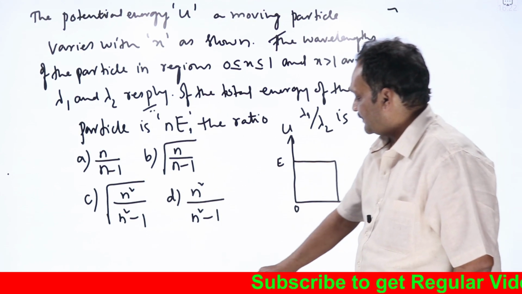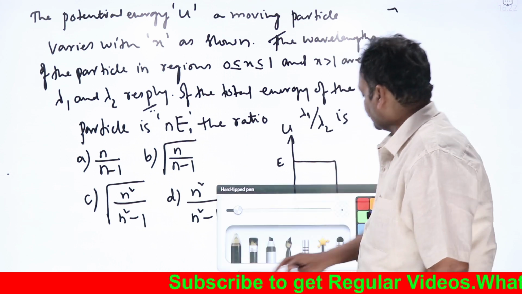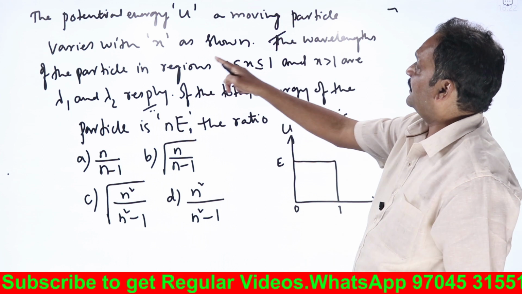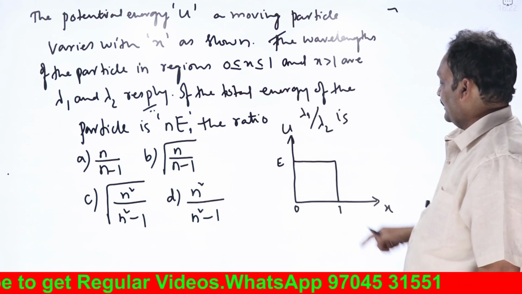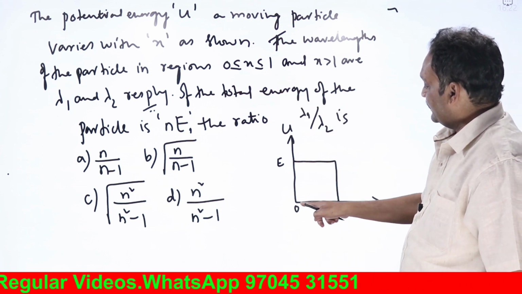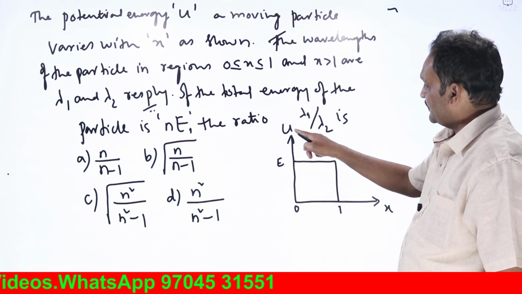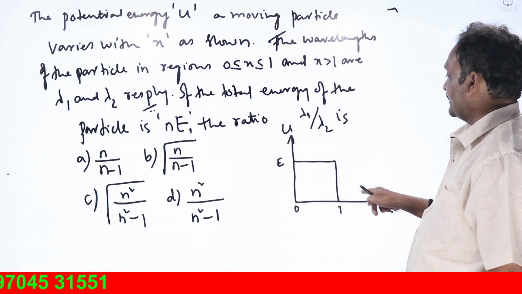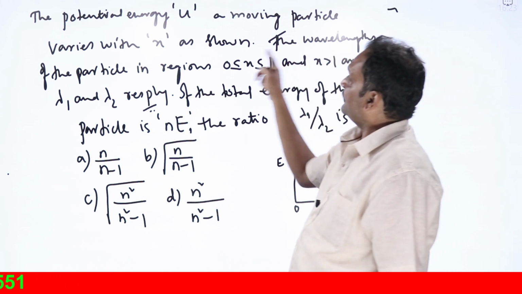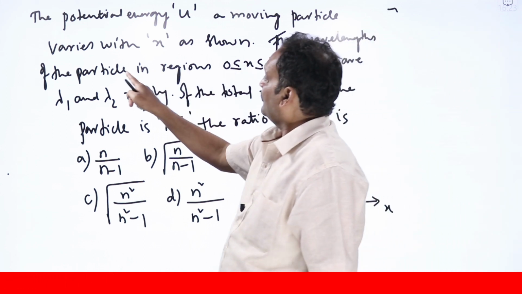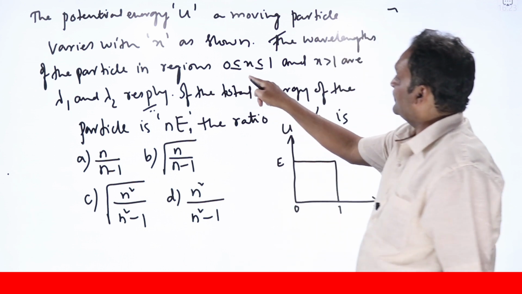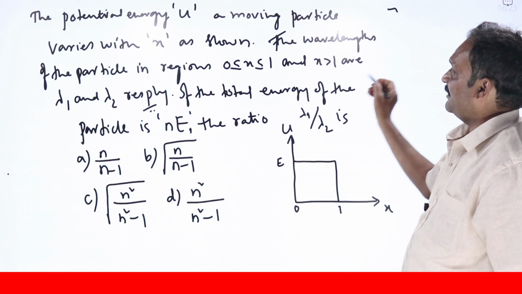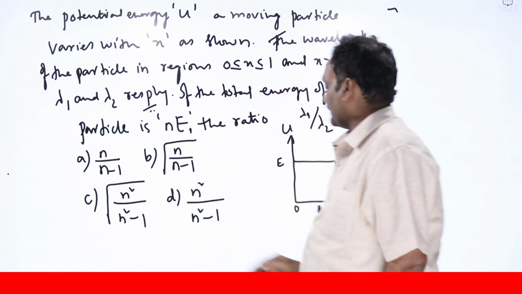The potential energy U of a moving particle varies with x as shown. From x equal to 0 to x equal to 1, potential energy U is E. Beyond 1, potential energy becomes 0. The wavelength of the particle in the regions 0 less than or equal to x less than or equal to 1, and x greater than 1, are lambda 1 and lambda 2 respectively.